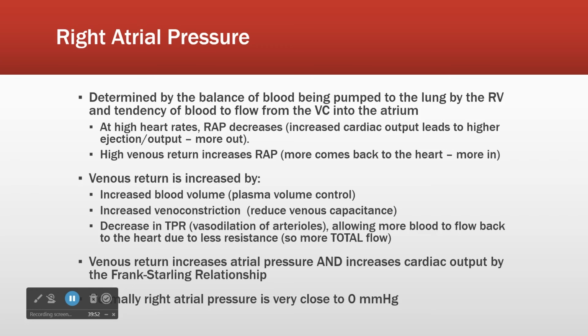If you're not in heart failure, those are balanced, where the amount of blood going out is approximately the same as the amount of blood going in. At high heart rates, when the heart's working really hard, right atrial pressure tends to go down. This makes sense because the heart is pushing more blood out with more vigor, right? So the amount of blood that's waiting to be pushed gets smaller and smaller, and the pressure gets less and less. On the flip side, high venous return increases right atrial pressure.